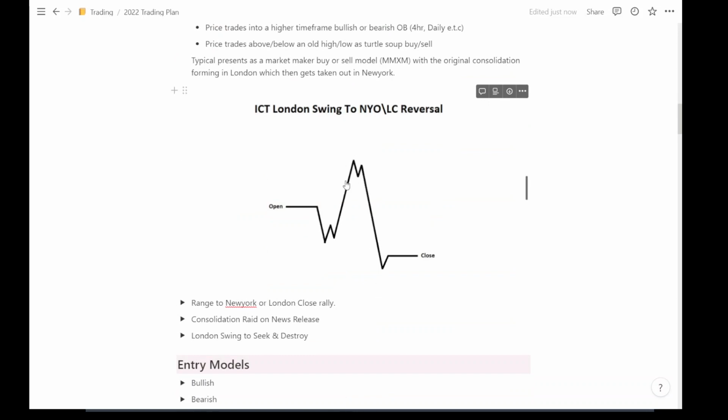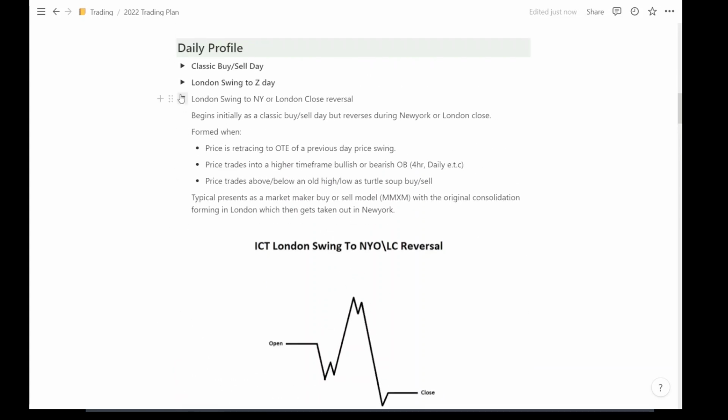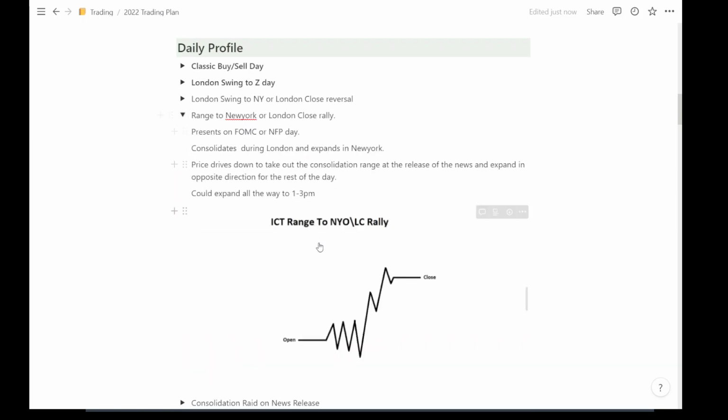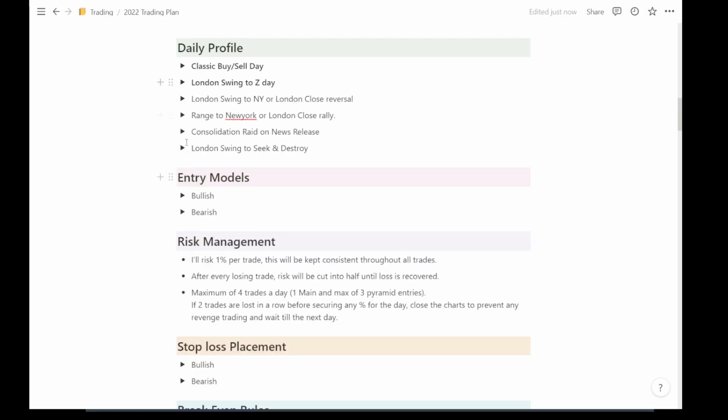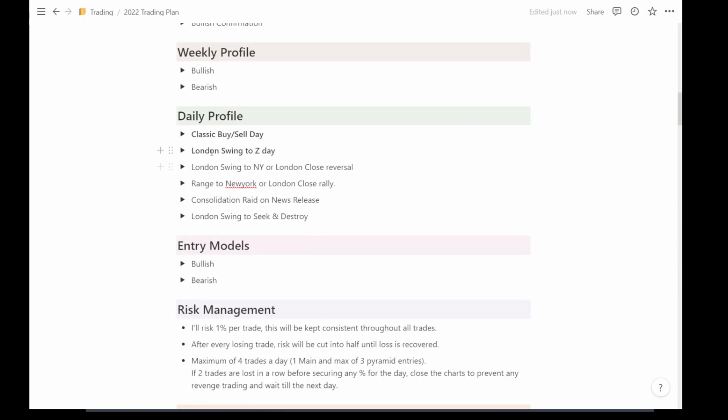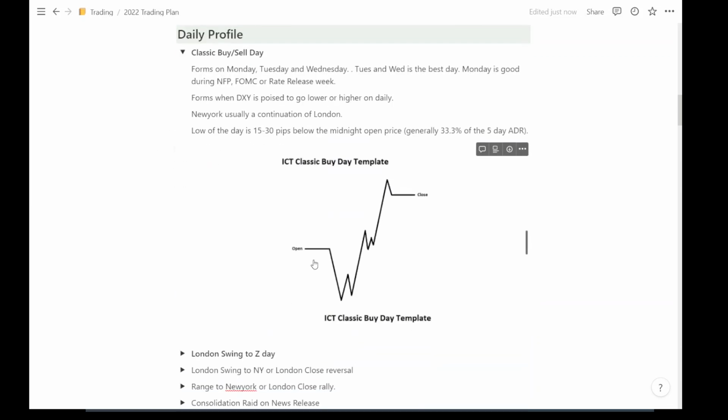For example, if we are bearish and price has not yet gotten to the PD array that we are working with, London open or London kill zone can push higher into that array, and then we'll see a reversal from there. So one of these 6 daily profiles will pan out for that week. At the same time, I don't want to go through the whole process of explaining each of them one by one to know which one is likely going to unfold. But just know that generally the classic buy or sell day is what will unfold.